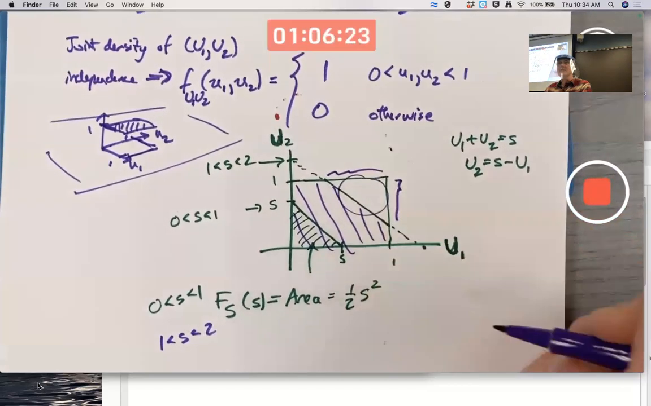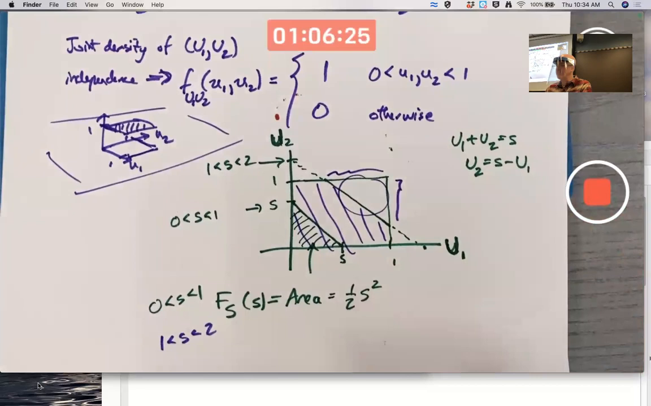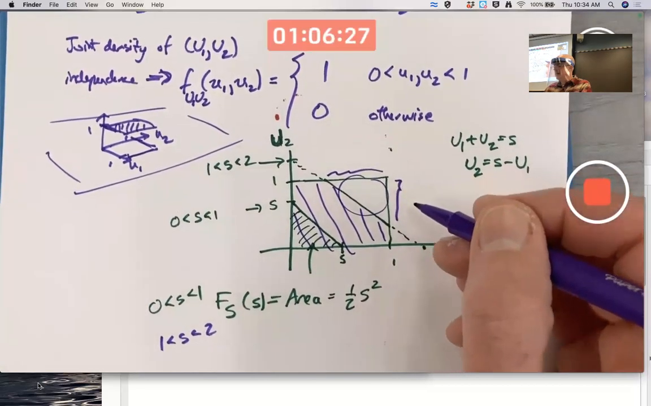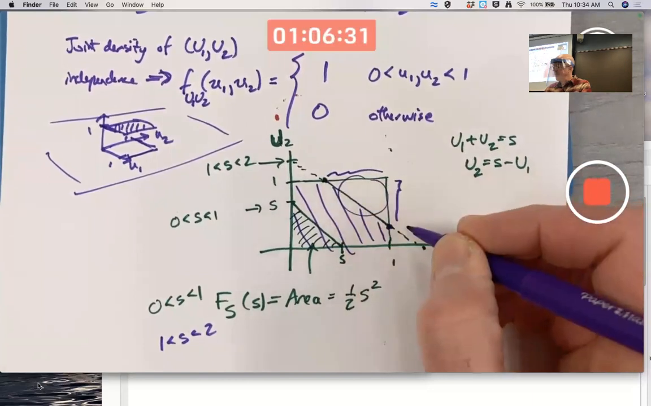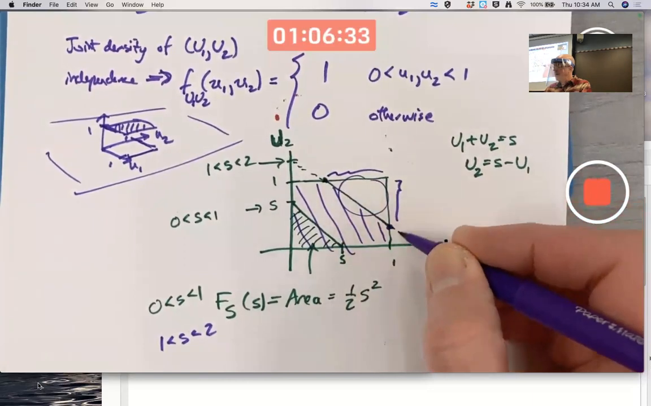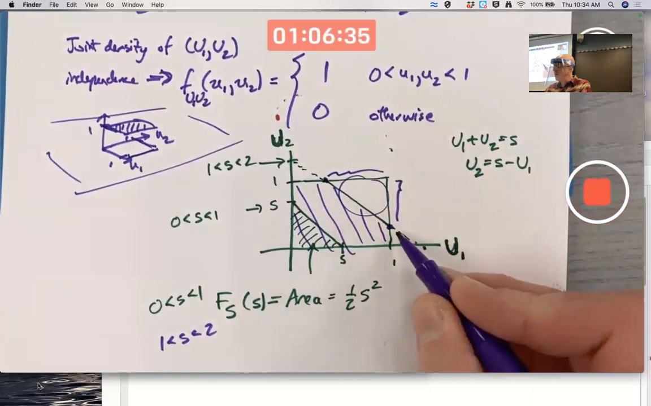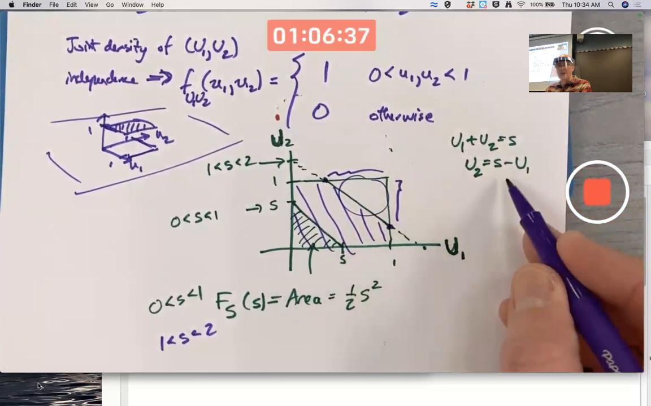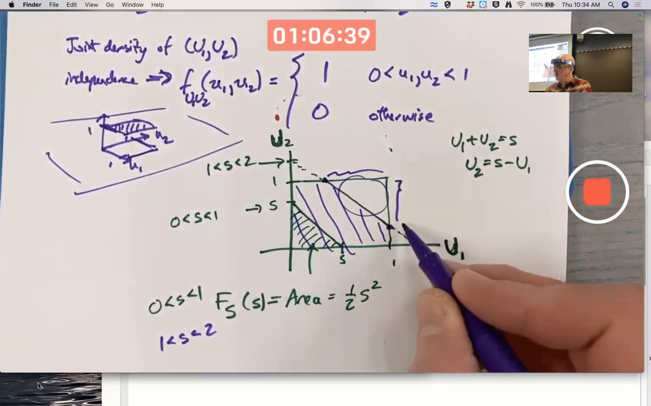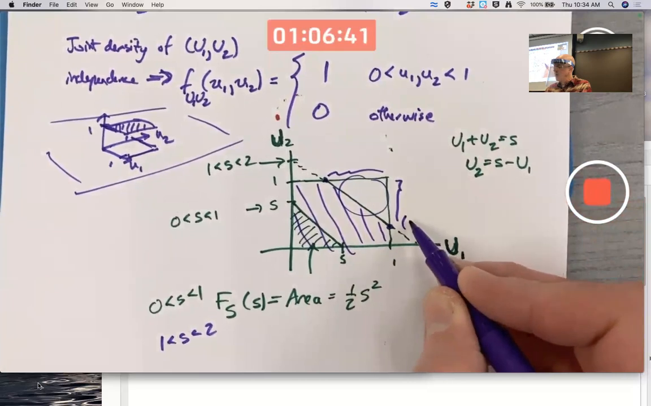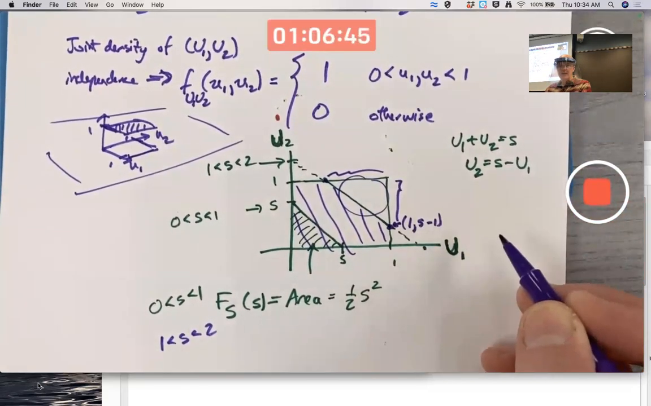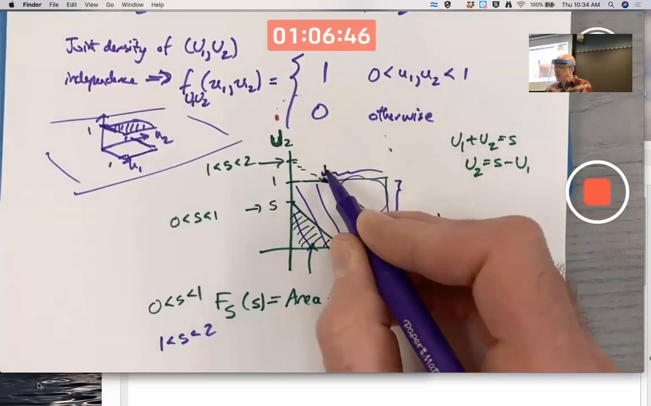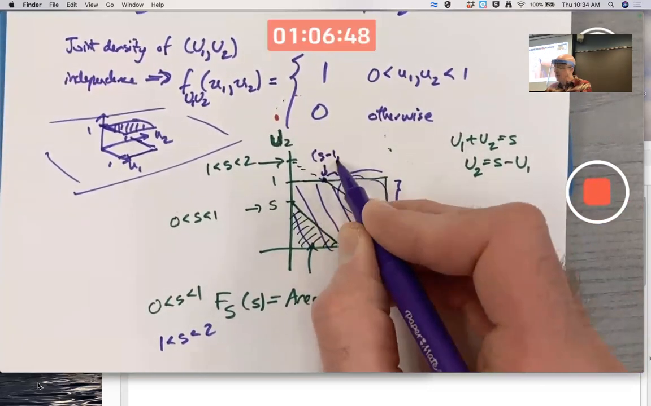Up here, calculate this as 1 minus that area. It's a little tricky. You've got to figure out what the coordinates of these points are. When u1 is 1, what's u2? Plug into that formula, you get s minus 1. The coordinates of this point are (1, s minus 1), that point right there. And the coordinates of this point, by symmetry, are (s minus 1, 1).